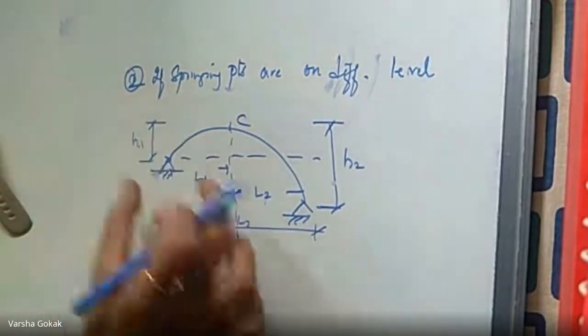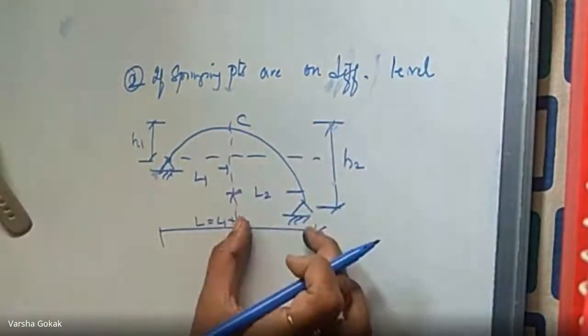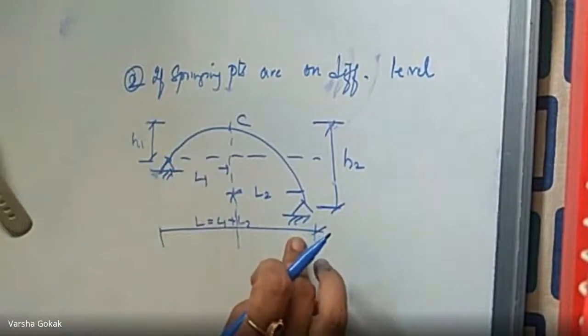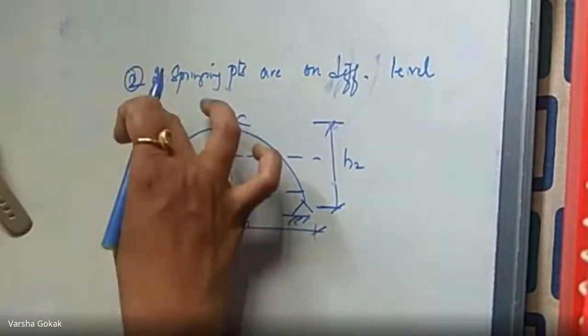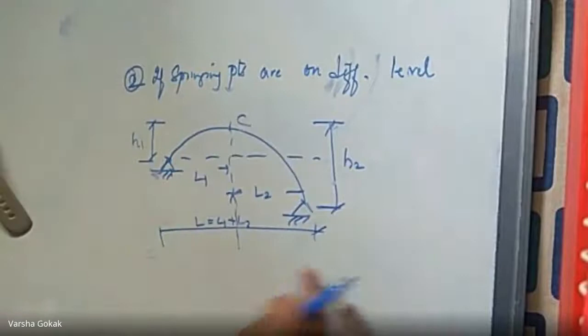But for this side, it is H1 and L1. This side, it is H2 and L2. So these are at different levels. That is, let H1 and H2 be the depth of the apartments from the crown. Let L be the span.